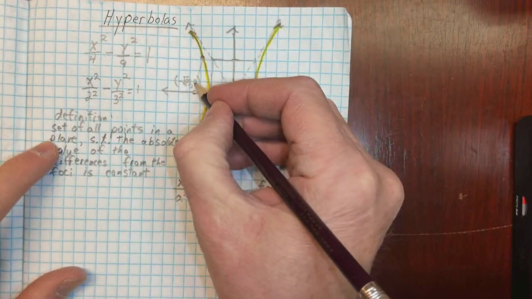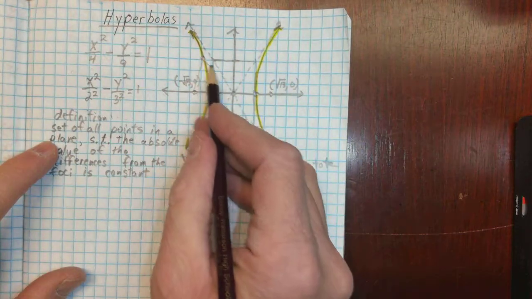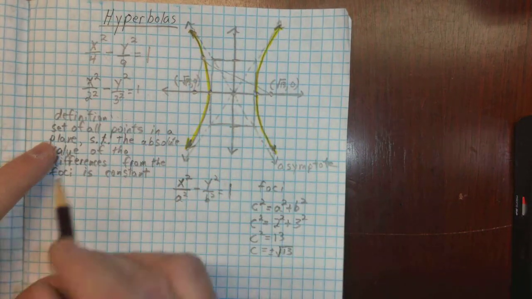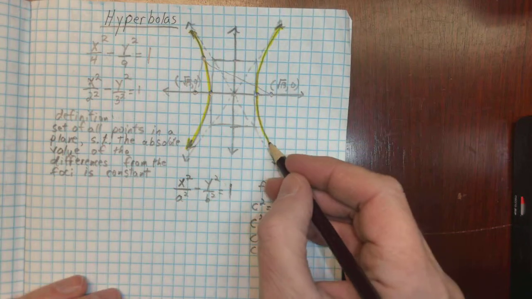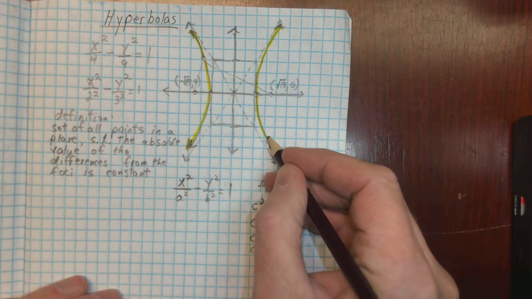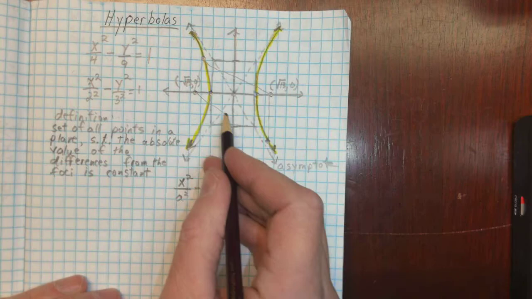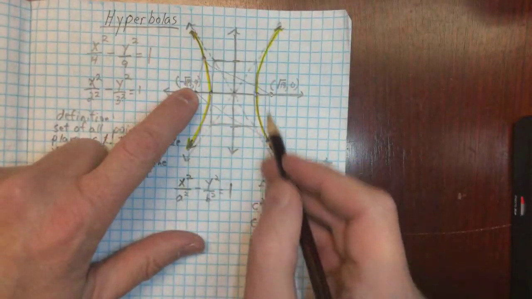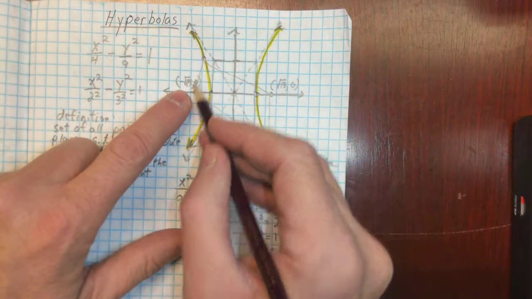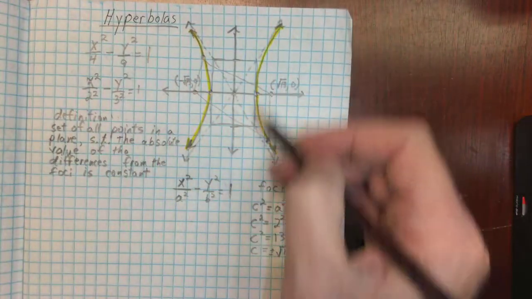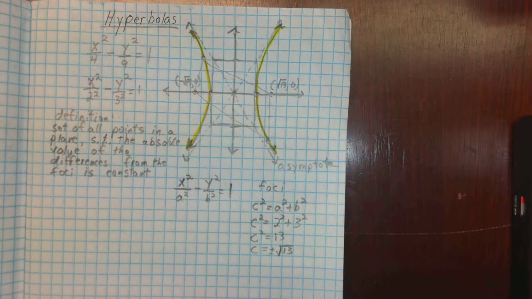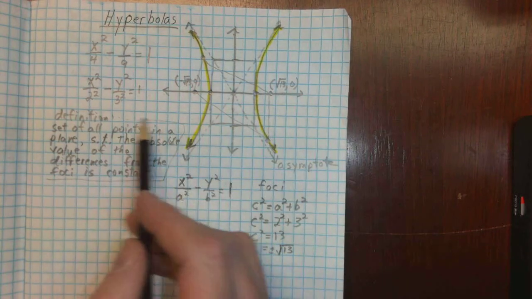If I take this distance minus this distance and take the absolute value, that would be the same as a point down here would be this distance minus this distance. The difference between those is the same as the difference between those. And all the points that satisfy that fall on these two curves. So that is our formal definition of a hyperbola.